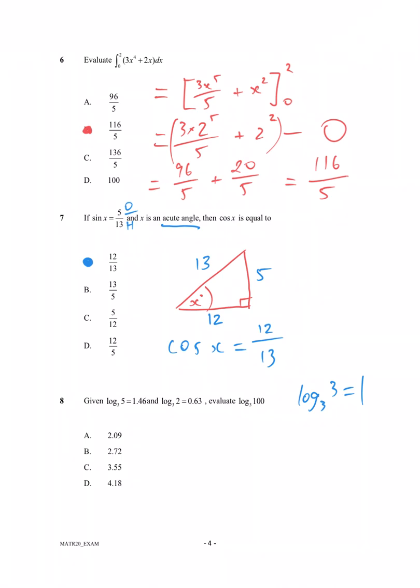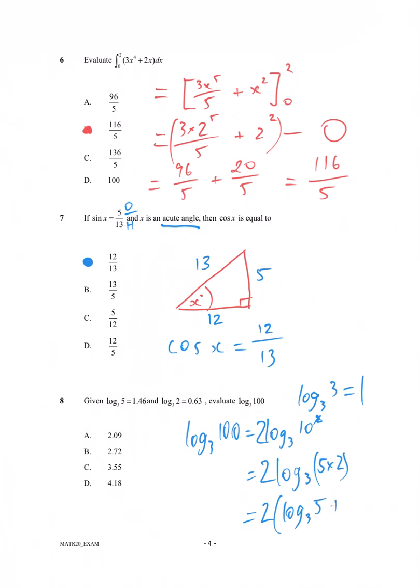So whichever way you want to break this down, log 3 of 100 is equal to log 3 of 10 squared. I'm going to bring that 2 out the front, which is 2 log 3 of 5 times 2, which is, again, I can split up and say it's 2 outside of log 3 of 5 plus log 3 of 2. And that's going to be equal to 2 lots of my expressions that I'm given here, 1.46 and 0.63.